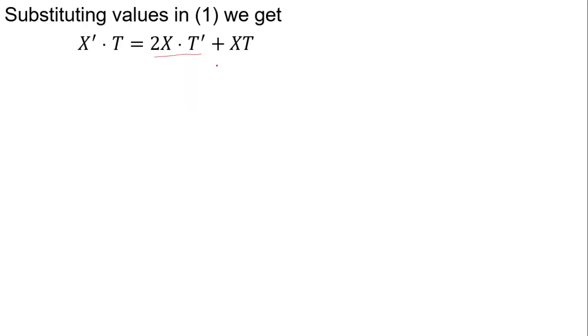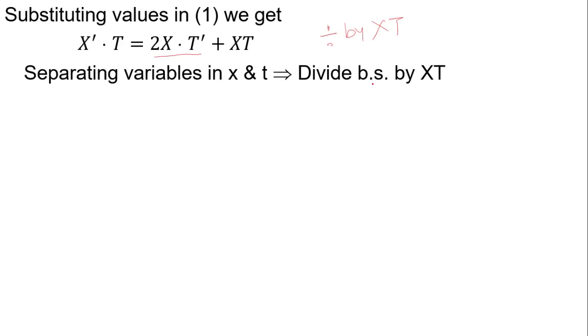Is that clear? So now separating the variables. When we separate the variables, we divide both sides by X into T. So what will you get? X dash T upon XT, that is X dash by X, T cancels. 2 X T dash by XT, the X's cancel, 2 T dash by T, plus XT upon XT, that is 1. So you will get this. Is that clear? This is what? A constant. K is a constant.